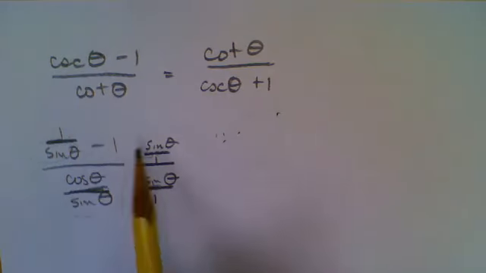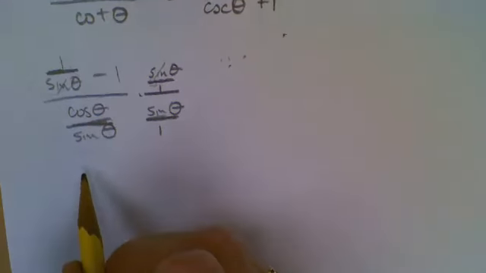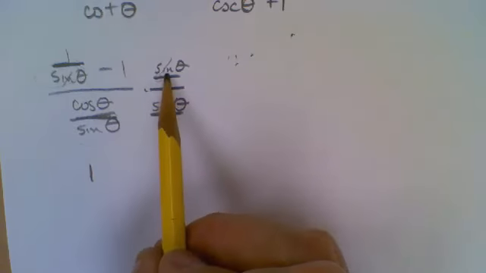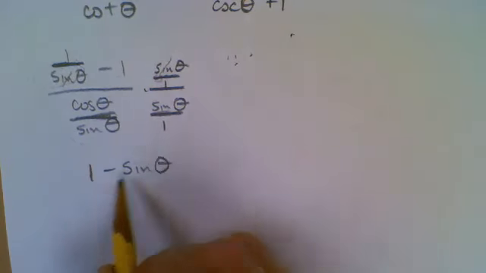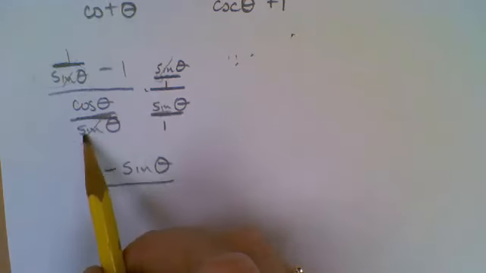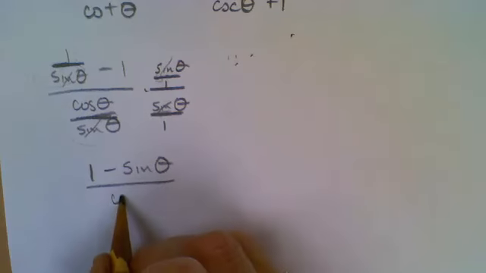So when you take 1 over sine times sine over 1, the sines will cancel, you're left with 1. When you take sine times negative 1, you're left with minus sine. And in the denominator, the sines now will cancel. It's a little bit easier to see that they cancel, so you're left with cosine.